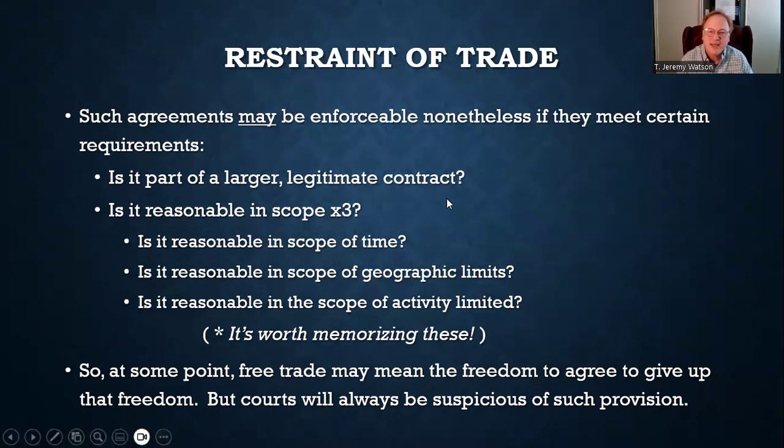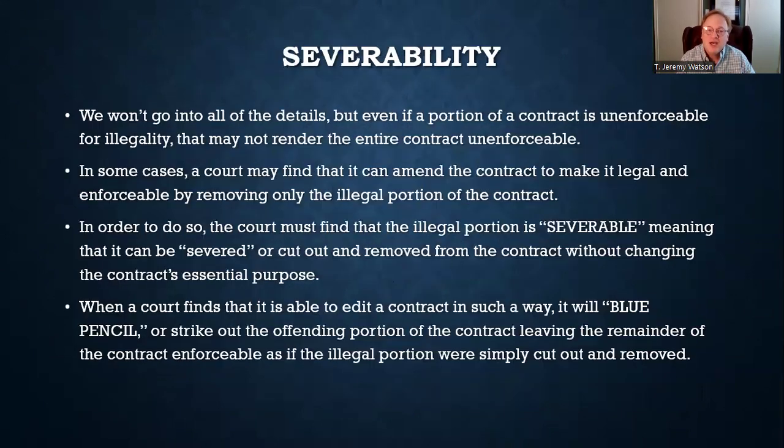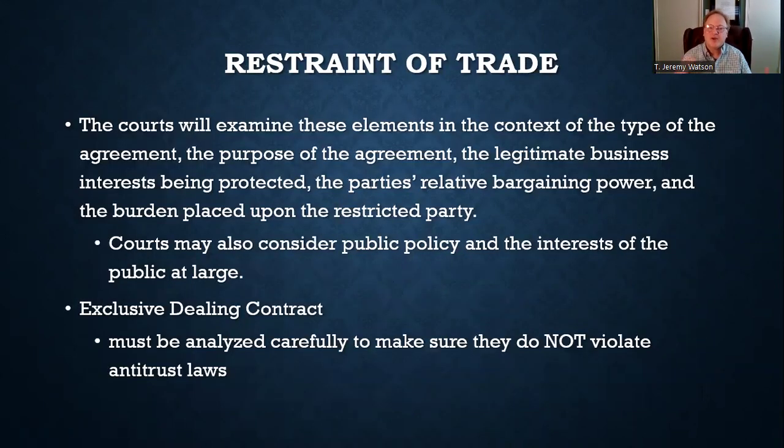So as long as it is part of a larger agreement, reasonable in scope, then typically a court will enforce covenants not to compete and other restraints on trade. Again, the court is going to examine all of those elements. There's not one that is necessarily enough to say it's unenforceable, and not one that's necessarily enough to say that it is enforceable. The courts are going to look at the type of agreement, the purpose of the agreement, and what legitimate business interest you're protecting, right? Talking about that chicken restaurant: if you want to leave and go work at a donut shop, how does that affect my chicken restaurant?